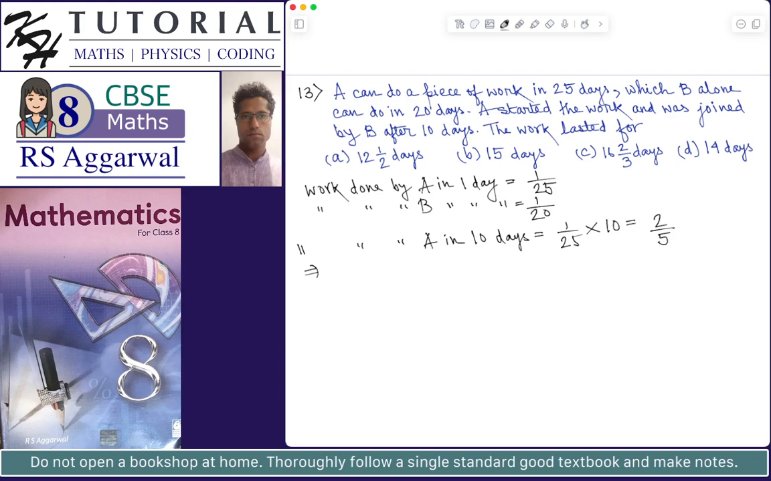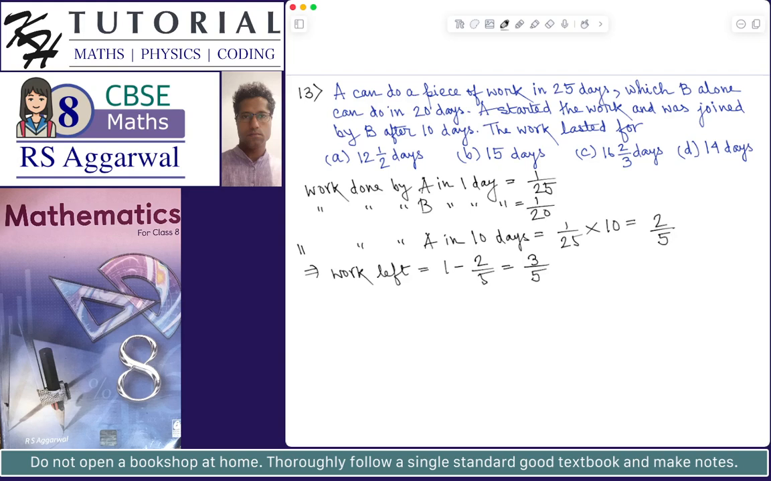So now what was the work left? The whole work we considered as the value of 1. So the work left will be 1 minus 2 by 5, which is 3 by 5, is the work left after A has worked for the first 10 days. Now this work, that is the remaining work, which is 3 by 5, needs to be completed by both A and B.